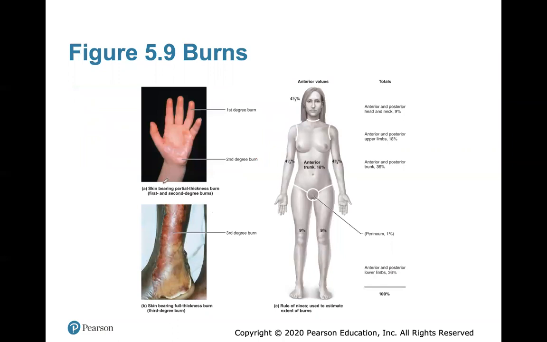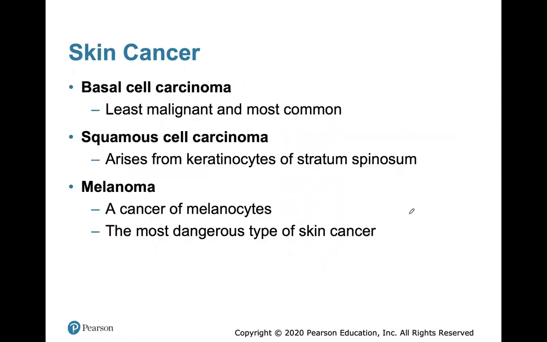So here's a look at skin bearing partial thickness burns with first and second degree, and this is obviously much different. This is a third-degree burn here. The rule of nines is used to estimate the extent of the burns, in terms of how far the burn has traveled. Then skin cancer is the most common type of cancer, so please use sunscreen.